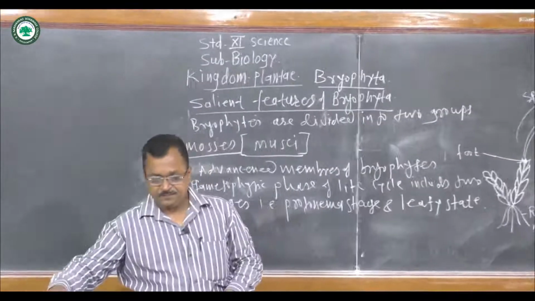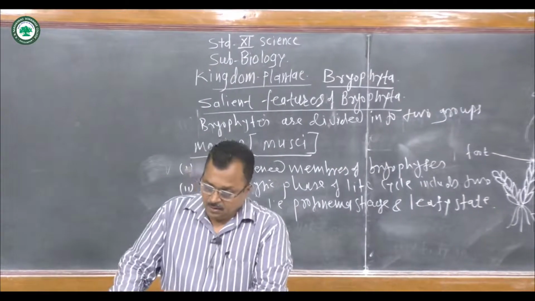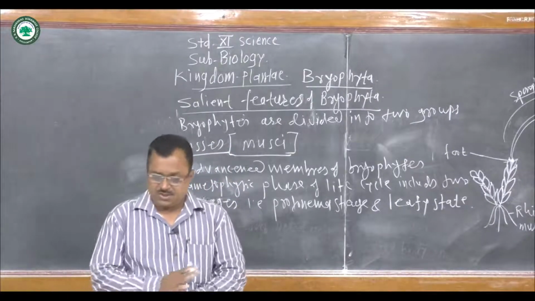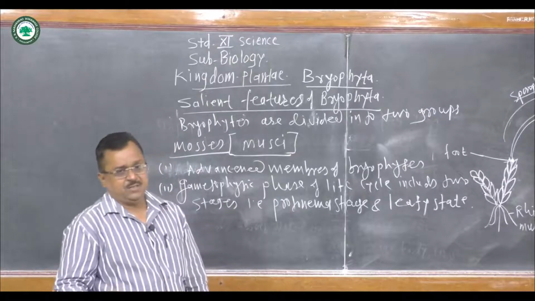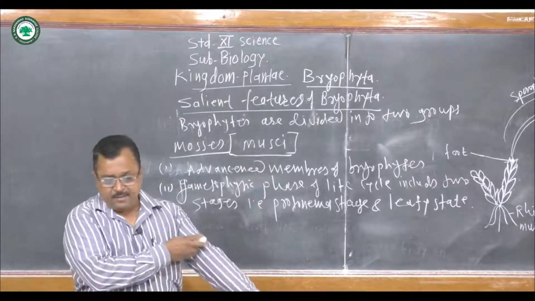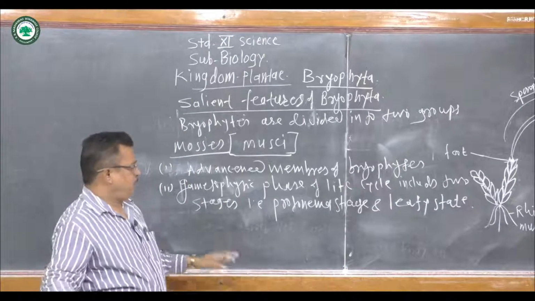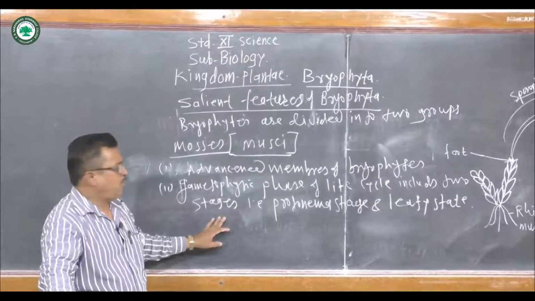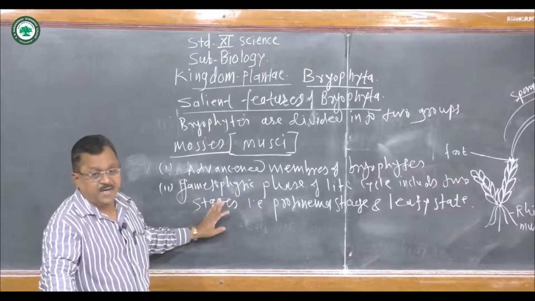In this way, vegetative reproduction takes place by fragmentation and budding in the secondary protonema stage in bryophytes, that is in Funaria.